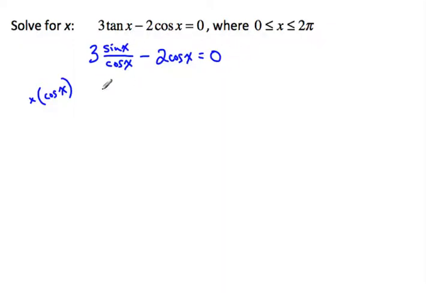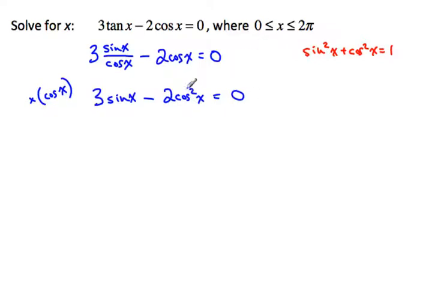side. If we do that, then the left side becomes 3 sine x, because the cos x's cancel out, minus 2 cosine squared of x, because I've multiplied cosine of x by cosine of x, and the right-hand side is 0 times cos x, which remains 0. Now, we're even closer to getting the whole left side in terms of a single function, because recall that by the Pythagorean identity, sine squared x plus cosine squared x is equal to 1.